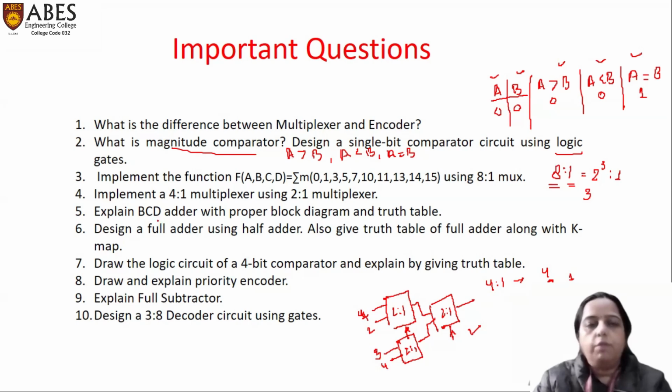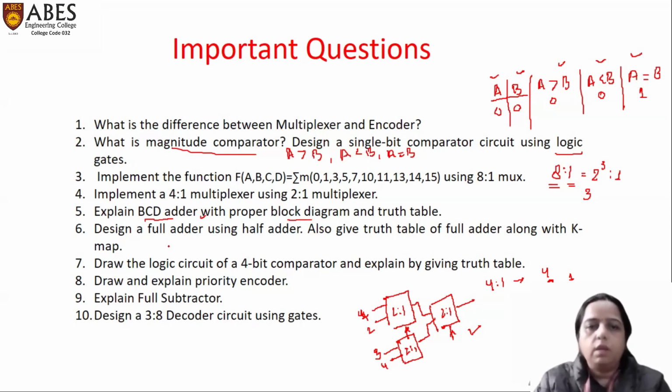Then we have fifth question, that is explain BCD adder with proper block diagram and truth table. So again, first of all, you will have to define what is a BCD adder. Then you have to draw the truth table. On the basis of the truth table, we can find the expression for BCD adder, and we will draw the block diagram as we have already discussed in the previous lectures.